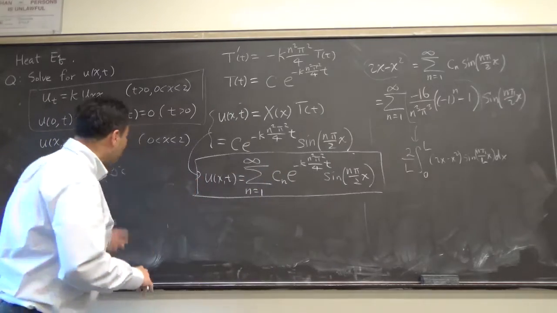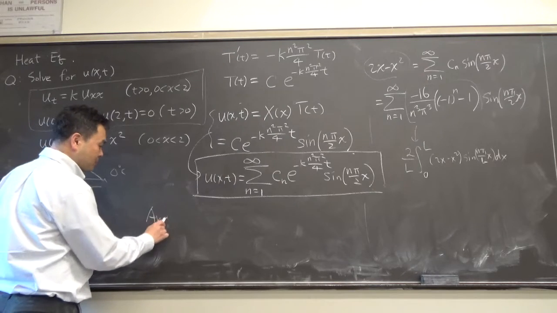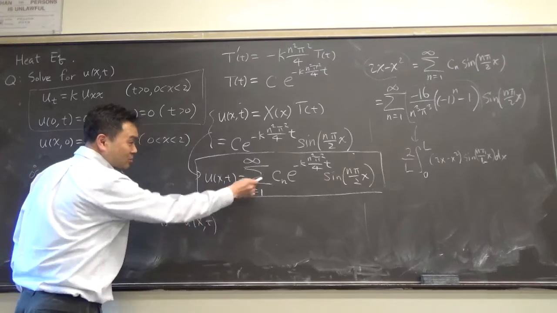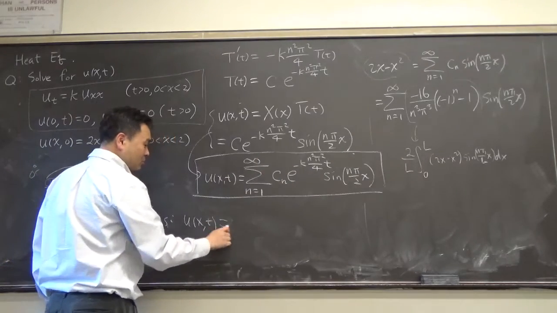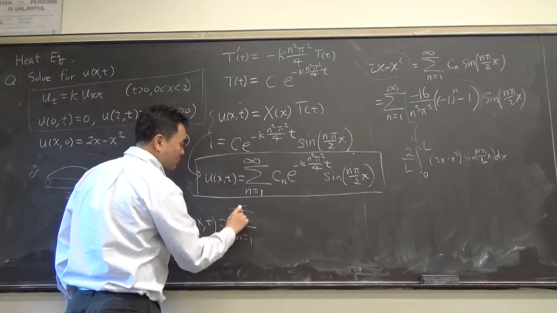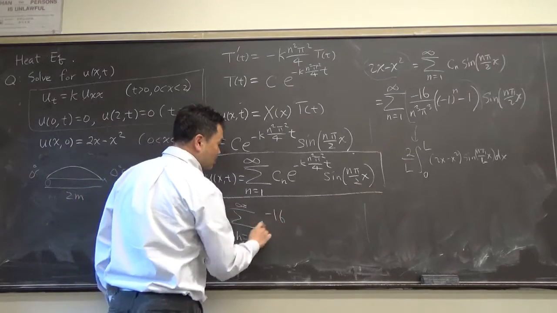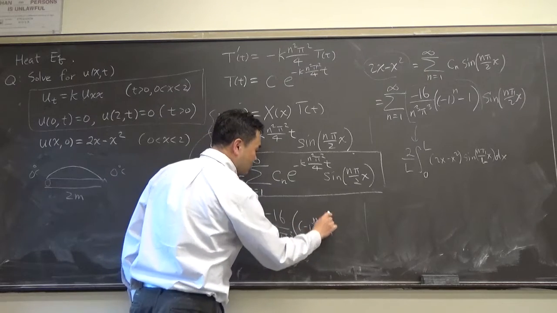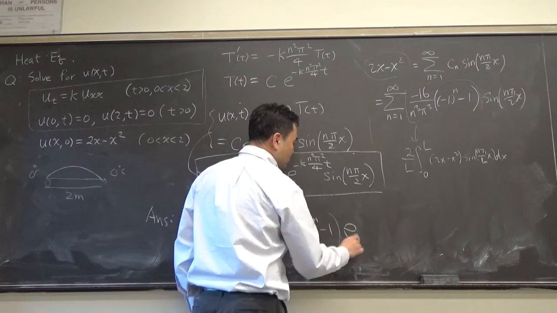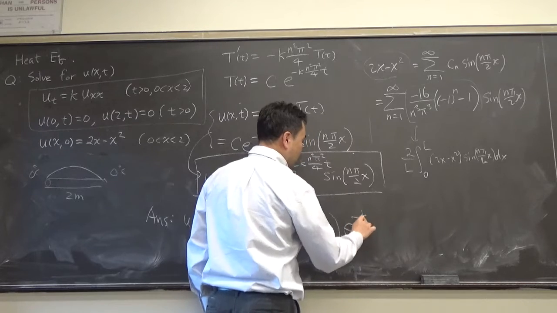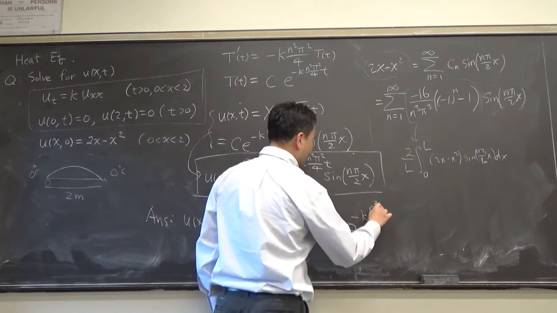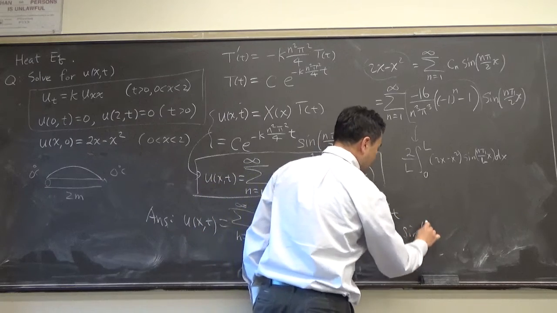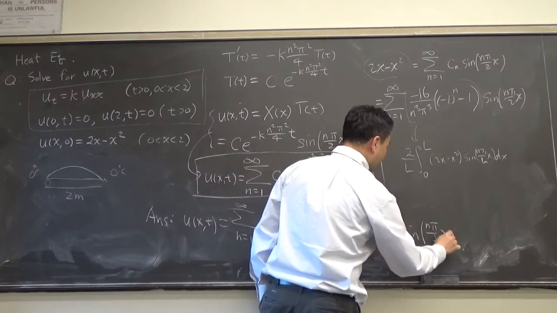Okay. So what's the final answer? Plug in everything. Yeah, you just plug in the Cn's to this one. That's the solution. Summation n from 1 through infinity of negative 16 over n cubed pi cubed, negative 1 to the n minus 1, then e to the negative k times n squared pi squared over 4 t, sine(n pi over 2 x).